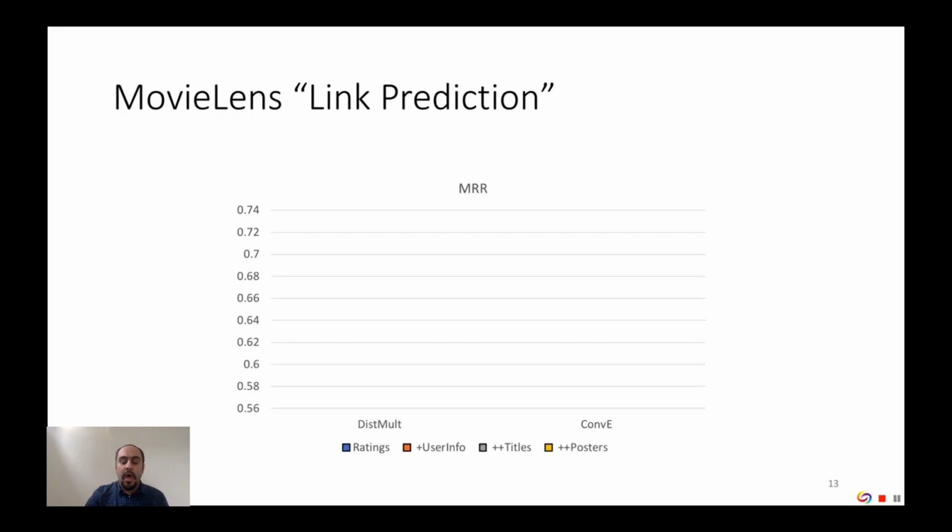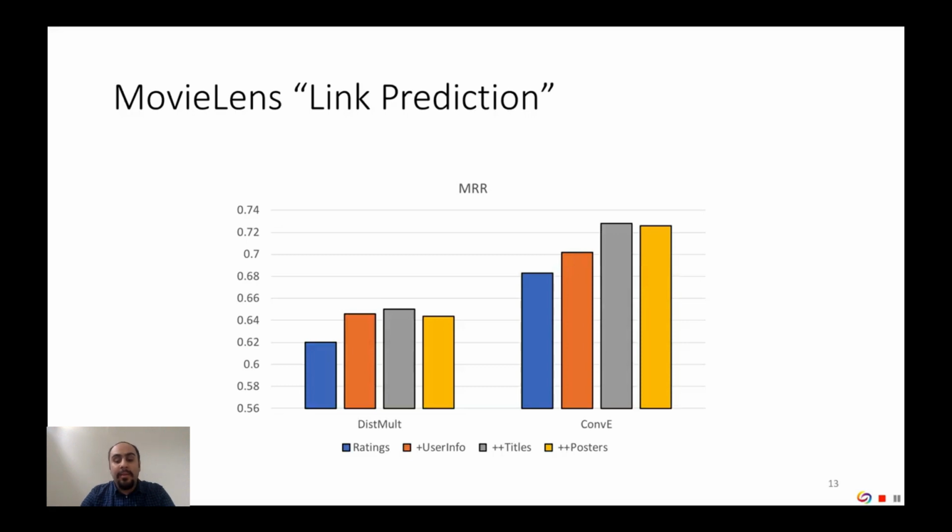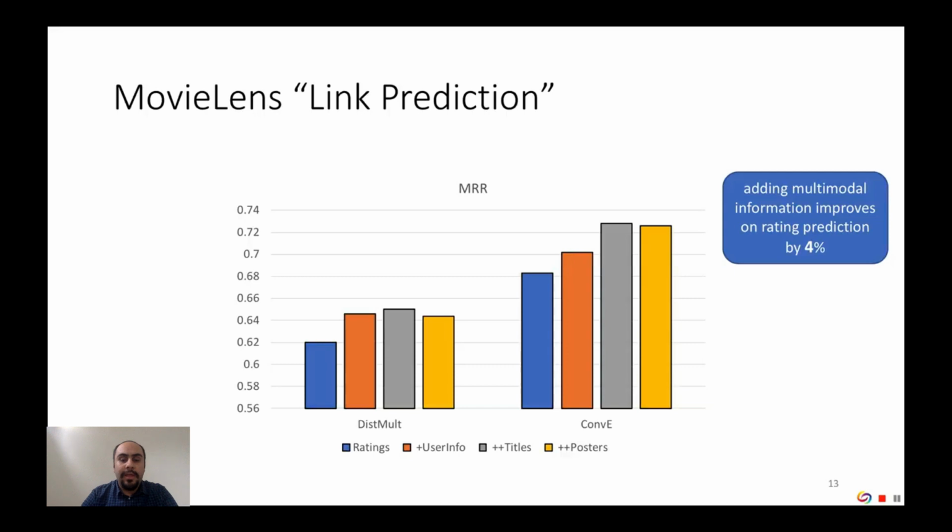Here we see the result on MovieLens. We evaluate our models using ranking metrics. Here we see the result for MRR for our two scenarios, D small time conv. As we can see, by adding extra modalities into the models, which is user info, then adding the titles, and then adding the posters, we see improvement in our results. It seems the posters weren't that useful for our model, and probably that's because the number of posters is not that large. Overall, we see an improvement of 4% on rating prediction based on the MRR metric.